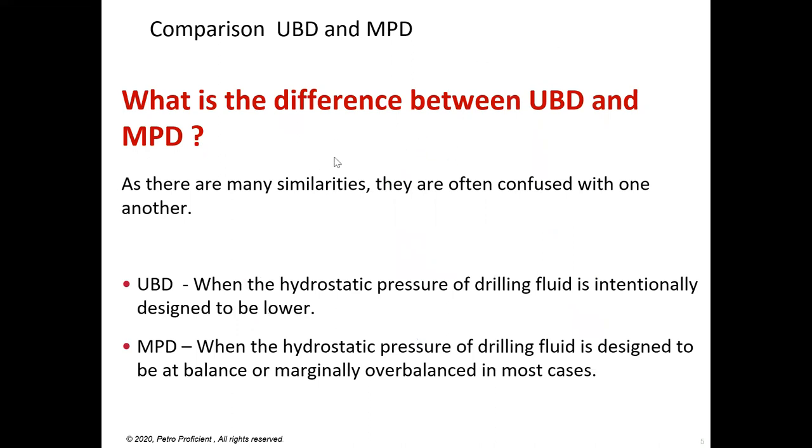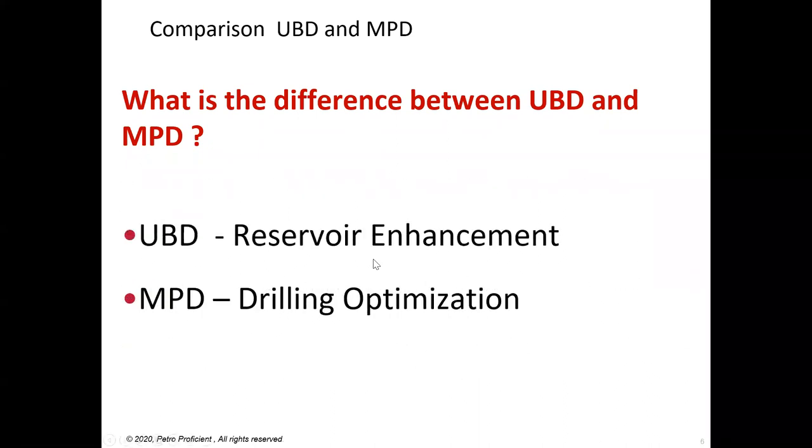So what is the difference between UBD and MPD in a nutshell? As there are many similarities, this can often get confused because the type of equipment sometimes is similar, and the two technologies evolved similarly. So what are the differences? In UBD, the hydrostatic pressure of drilling fluid is intentionally designed to be lower. In MPD, the hydrostatic pressure is designed to be at balance or marginally overbalanced in some cases. So these are the two key differences that you need to keep in mind. And further, from an application standpoint, UBD is used for reservoir enhancement and MPD is used for drilling optimization.